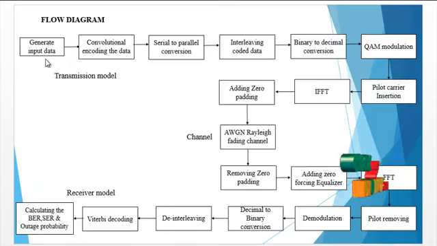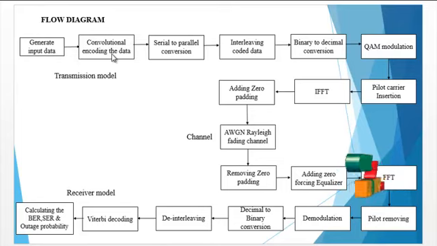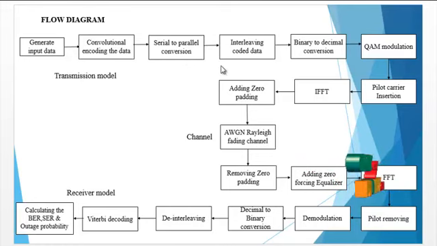So let us discuss the flow diagram of the product. Initially, the input signal is generated randomly using convolutional encoding, a type of error correcting code that generates parity symbols via the sliding application of a Boolean polynomial function to a data stream. In serial to parallel conversion, this additional processing is necessary to convert a serial bit stream into several parallel bit streams to divide it among the individual carriers.